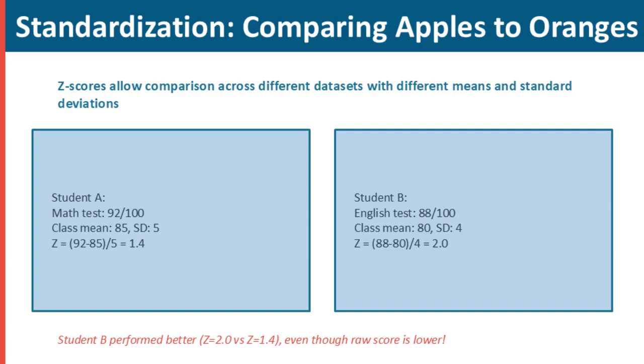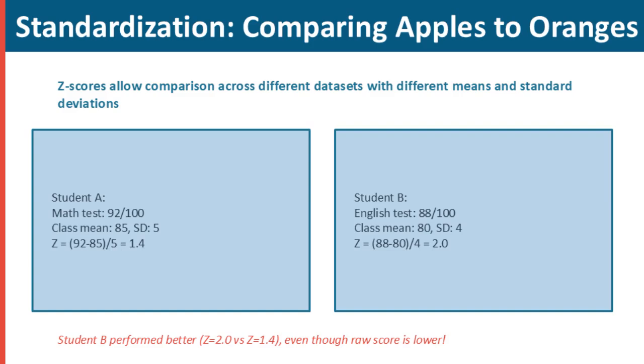One of the most powerful applications of z-scores is standardization, which allows us to compare data on completely different scales. Here is an example I really love using. Imagine two students getting different test scores. Student A gets 92 out of 100 on a math test. The class mean is around 85 and the standard deviation is 5. So the z-score comes out to be around 1.4.